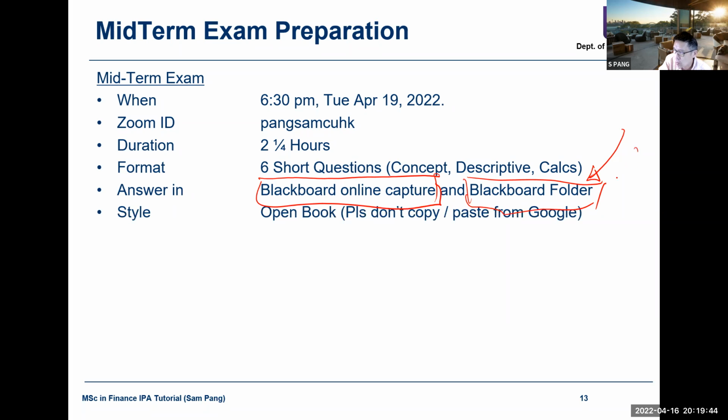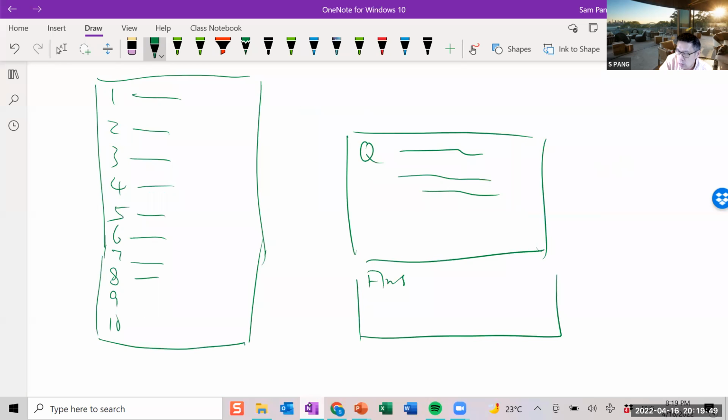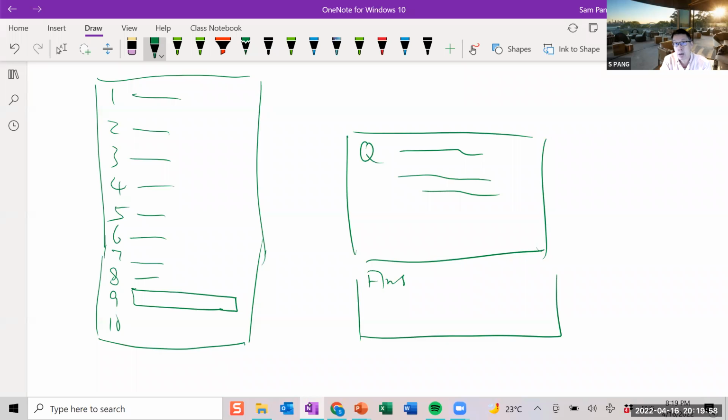So that one question, we will tell you which one it is. We'll tell you, for this question, you need to prepare, you need to download, you need to go somewhere else and submit via another folder.